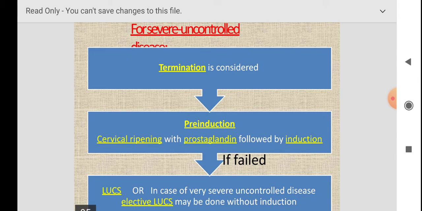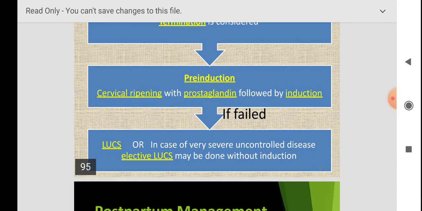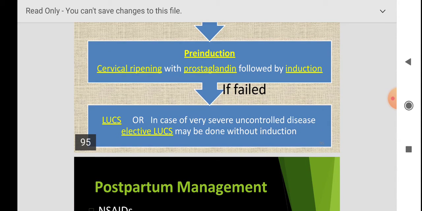For severe uncontrolled disease, definitely termination is considered. Induction is done after assessing the cervix, with cervical ripening agents like prostaglandins, followed by induction. If it fails, a section can be done, or in case of uncontrolled disease, an elective section can be done without going for induction of labor.